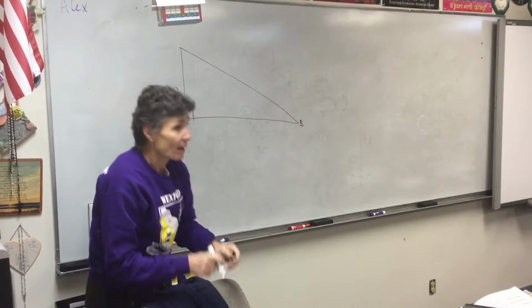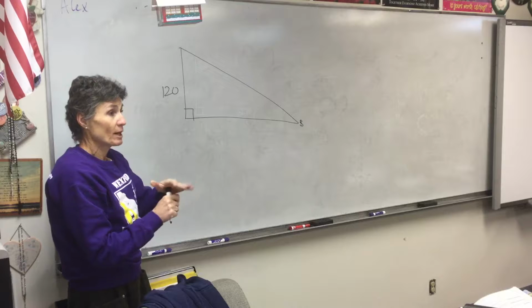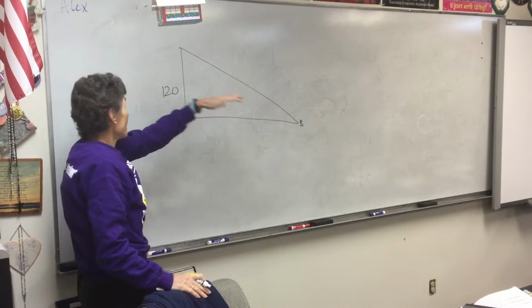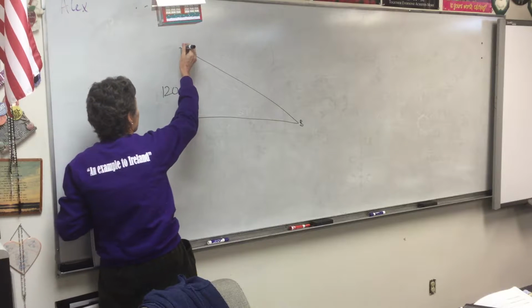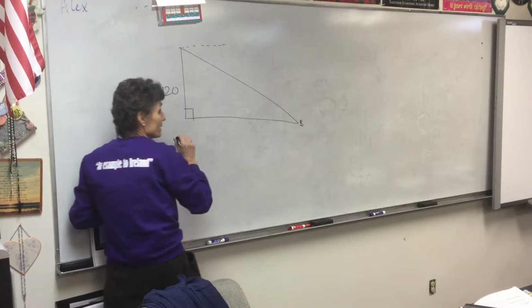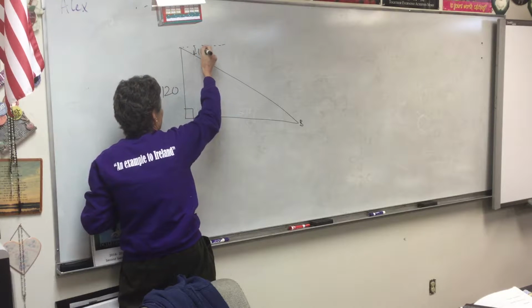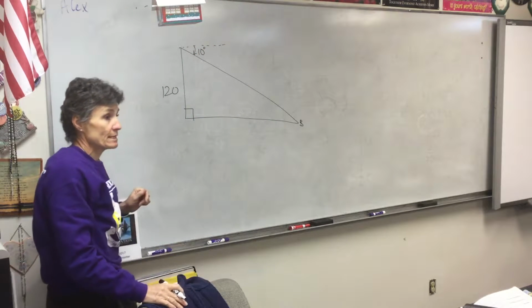Now, we just talked about that. Angle of depression. Start out looking straight ahead. Pretend you're the guy up here in the lighthouse. You start out looking straight ahead. Now you're going to look down at the buoy. So your angle of depression is 10 degrees.